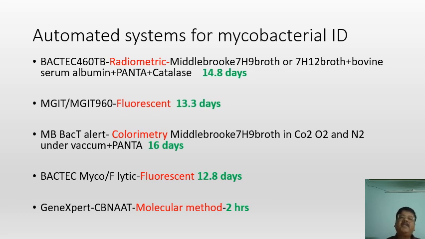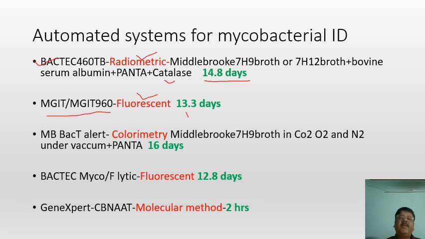Now come to the automated systems for mycobacterial ID. First, BACTEC 460 TB, which utilizes the radiometric principle, with Middlebrook 7H9 broth or 7H12 broth, which has bovine serum albumin, PANTA, and catalase. So these are the ingredients of that, and the turnaround time is 14.8 days. Then MGIT, Mycobacteria Growth Indicator Tube, MGIT 960, which utilizes a fluorescent mechanism for detection.